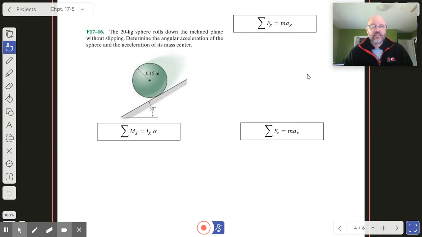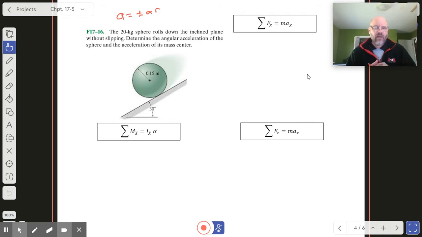So number 16 here, we have a 20 kilogram sphere, and it's rolling down this inclined plane, and it says it's not slipping. So that's important. When you see that sort of thing, and we've talked about this a little bit already, that means you can go with the relationship that the acceleration of the object is going to be plus or minus alpha r. So alpha and a are going to be connected if it's not slipping.